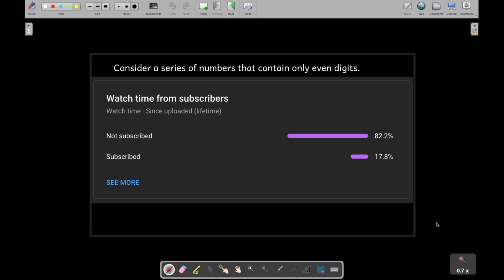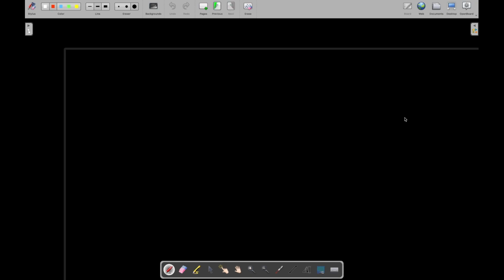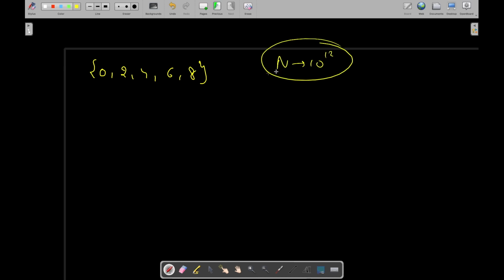And I'm assuming you have actually paused the video and given an honest try on your own. So let's start. Now let's try to build a solution. We know the digits can only be 0, 2, 4, 6, and 8. My first thought was, if my n was small, like in this problem, my n can go up to 10 to the power 12, but let's say my n was something small, my series is going like 0, 2, 4, 6, and 8, and so on, right?